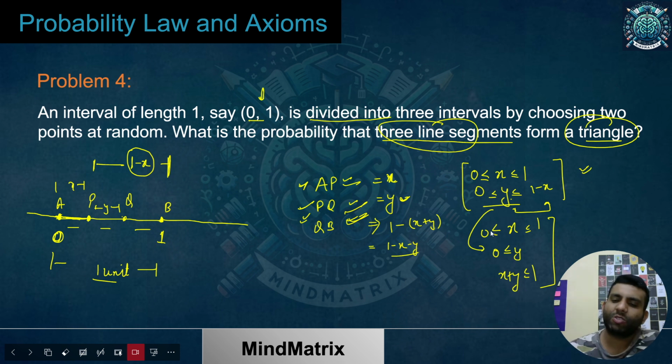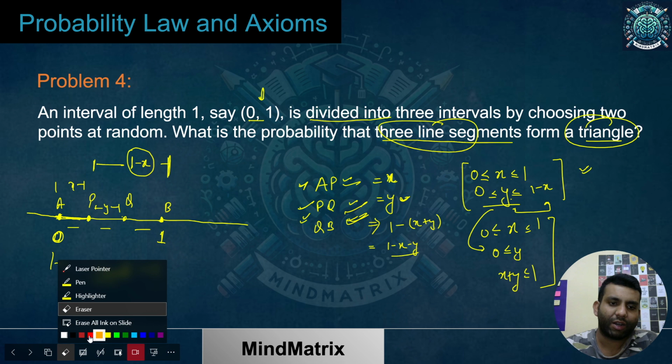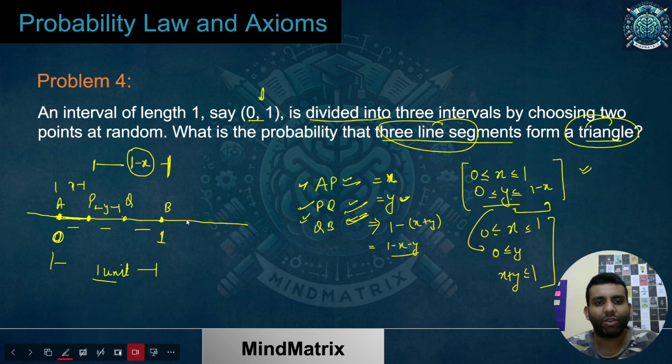Up till this point, I have not talked about the triangle formation. I have only talked about the conditions so that we can divide it into valid intervals, because I cannot say that P is lying over here or Q is lying over here. P has to be in between, if I'm considering P to be first, and Q has to be in between this. So based on these only, we are getting these three conditions. Let me write these conditions over here, and then we'll move further.